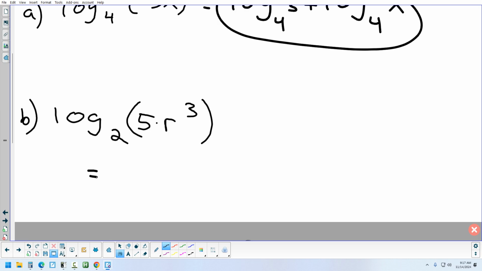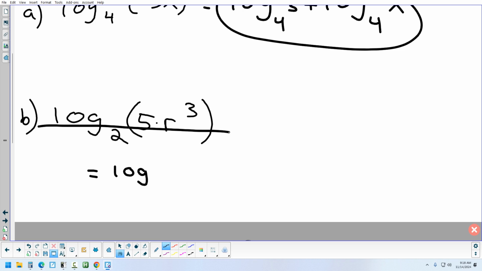Izzy, how many logs is that going to split up into? 2. Yep, it's going to split up into 2 logs. What's going to be the base on each log? I don't know. What's the base on the log that you started with? No, 5's not the base there. That's on the line with everything else. 2? How do you know that?